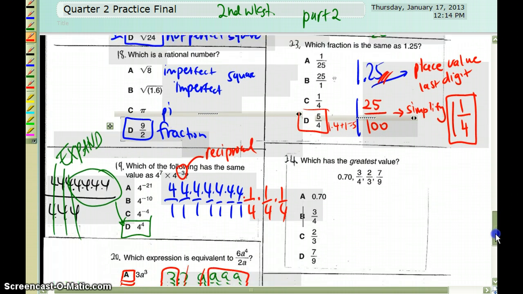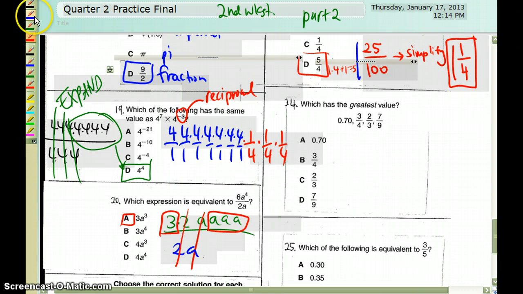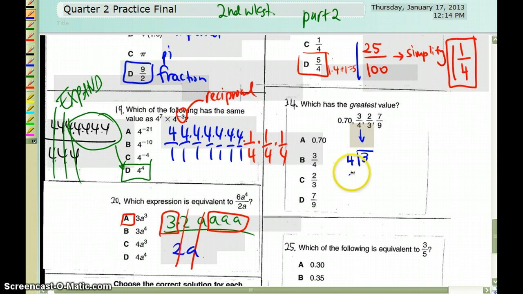24, which one has the greatest value? I would like to change all of my fractions into decimals. I think that's going to be the easiest. This fraction I know is the same as 3 divided by 4, which is the same as 3/4. 3/4 is 0.75, or the same here when I divide it. You can see me doing that when I divide.